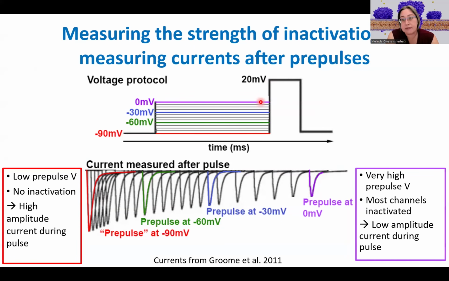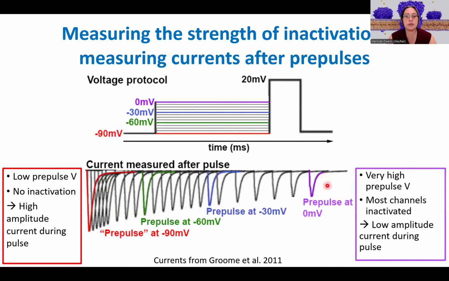Remember, to get out of the inactivated state, you have to go to rest. To go to rest, you need to lower the voltage again. You need to hyperpolarize, but we don't give them that chance. We go straight from one high voltage, which is zero, to a super high voltage, which is 20. And so these channels are going to be stuck in the inactivated state. By the time you pulse them to 20, there aren't many channels left that can open. And so you're going to get a much lower amplitude of current during the pulse because most of them will have been inactivated. A lot of them can't even open anymore.